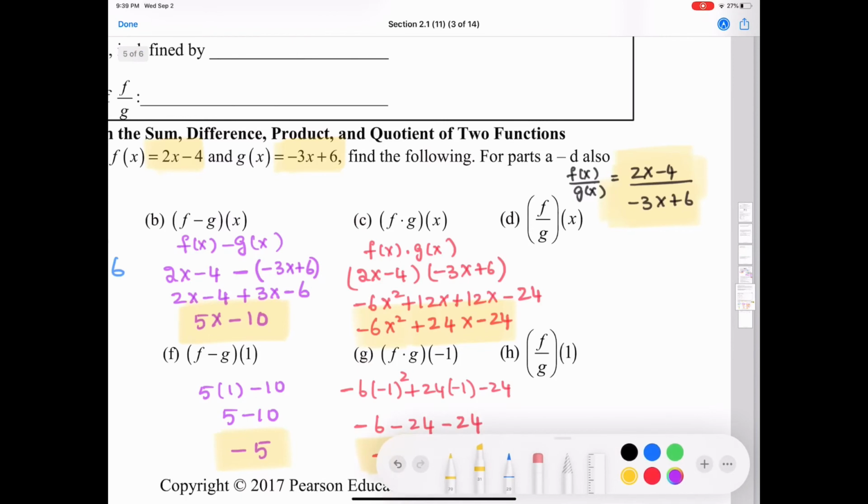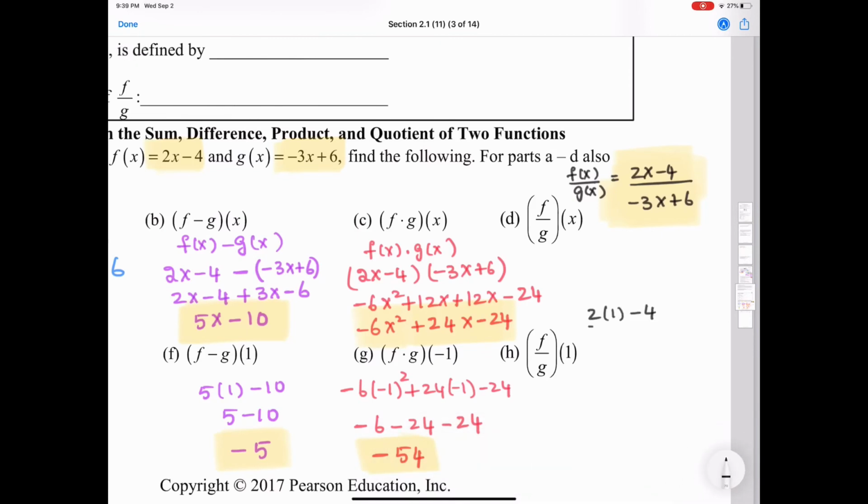But to do h, I need to plug in 1 wherever I have x. So it would be 2 times 1 minus 4 divided by negative 3 times 1 plus 6. So the numerator would be 2 minus 4 over negative 3 plus 6, which will make it a negative 2 in the numerator and a positive 3 in the denominator. And that would be the answer for this problem.